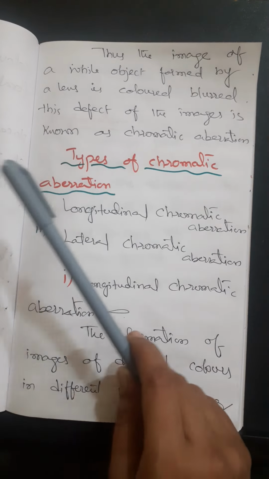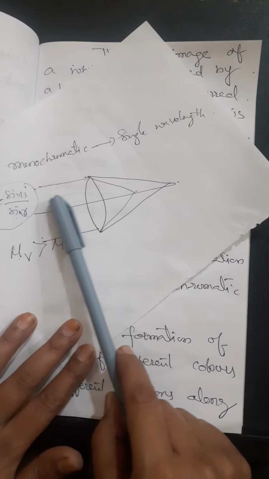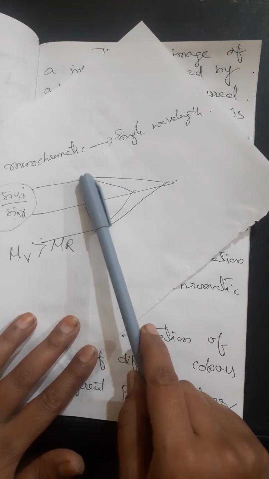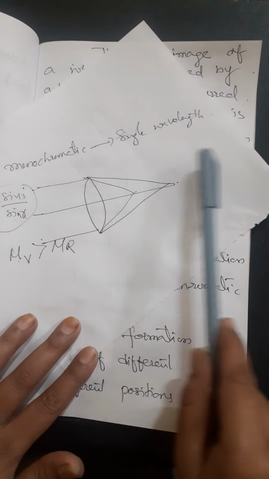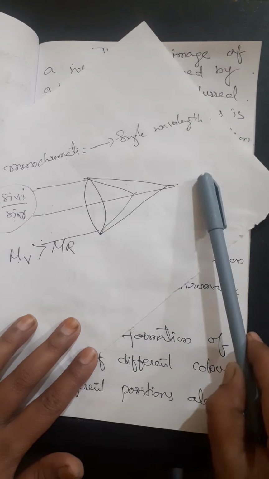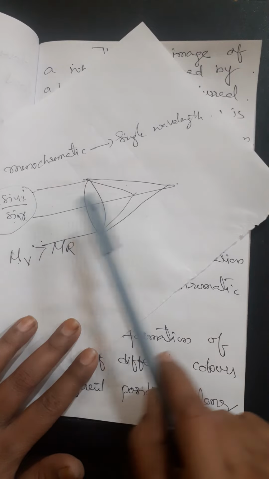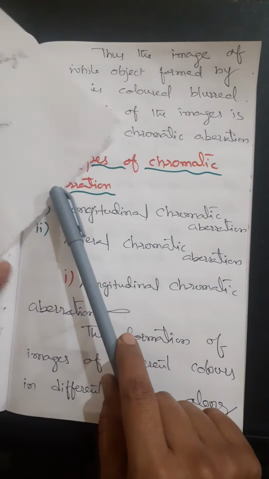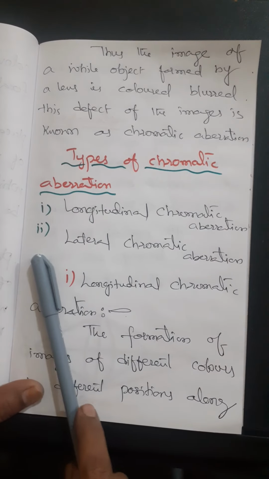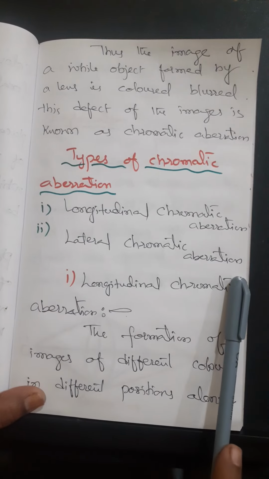It means if the light consists of all the colors, then after passing through the convex lens, the colors converge at different points on the axis. When it converges at different points, the image of the object will be blurred. That is known as chromatic aberration. And there are two types of chromatic aberration: longitudinal chromatic aberration and lateral chromatic aberration.